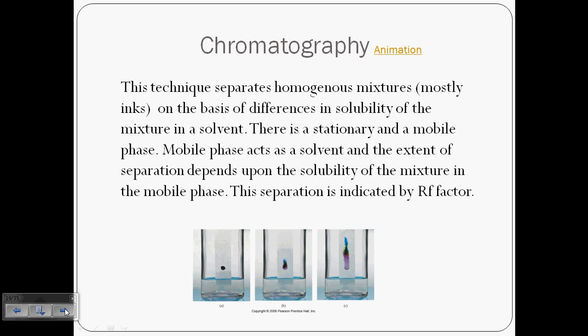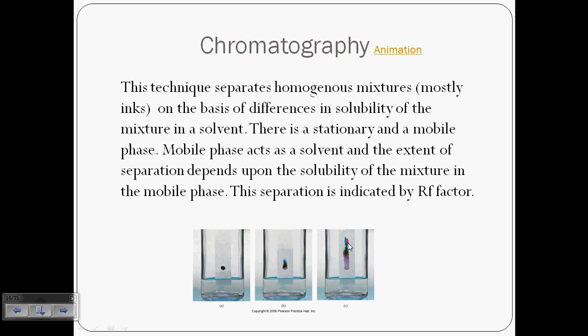Chromatography is a technique generally used to separate the inks in a mixture of inks. You use a stationary phase, which in this case is paper, and a mobile phase, which in this case is either water or a solvent. Depending on the affinity of the inks in the mixture to the stationary or mobile phase, it may move or may not move.